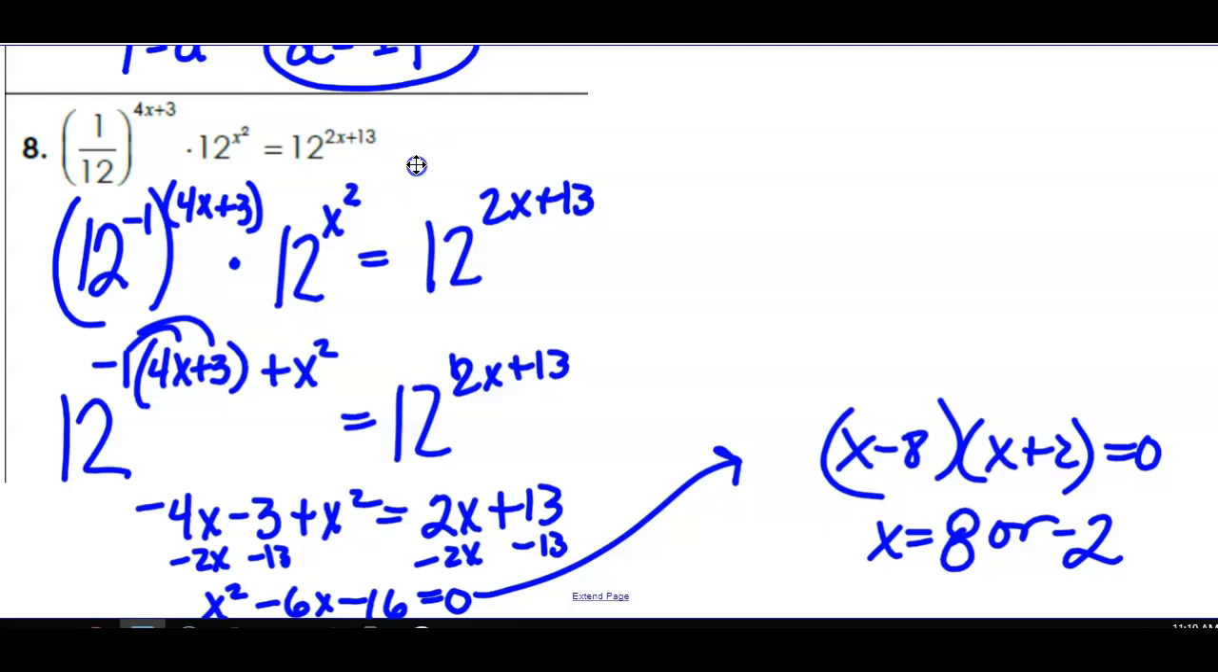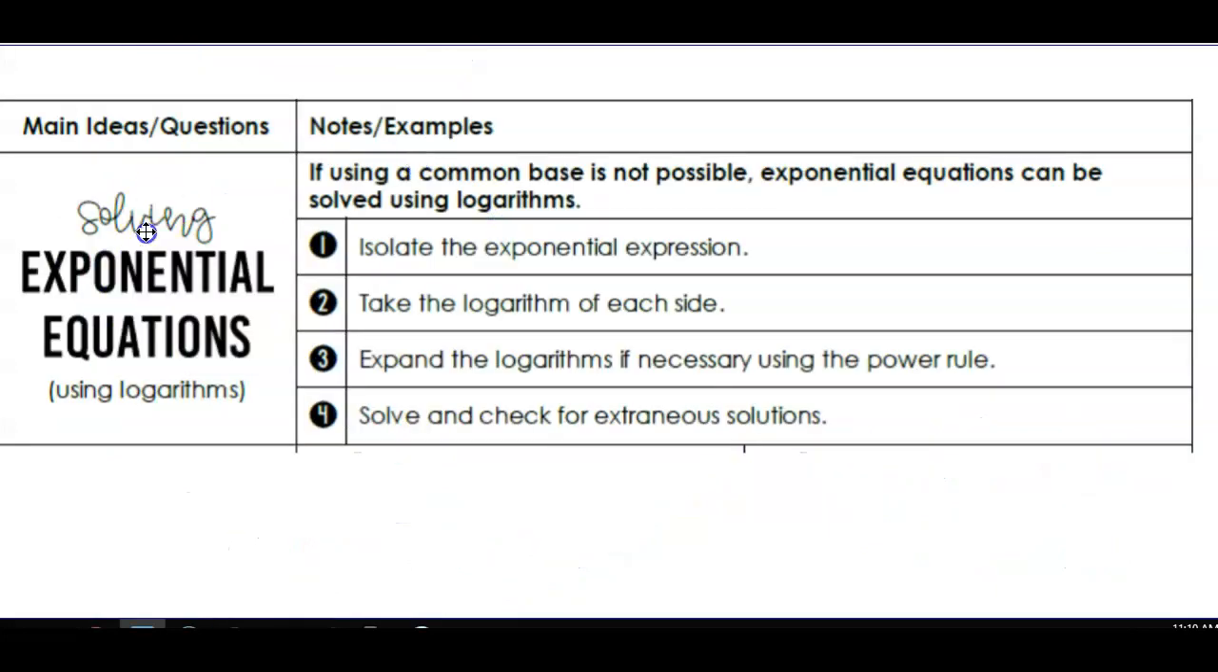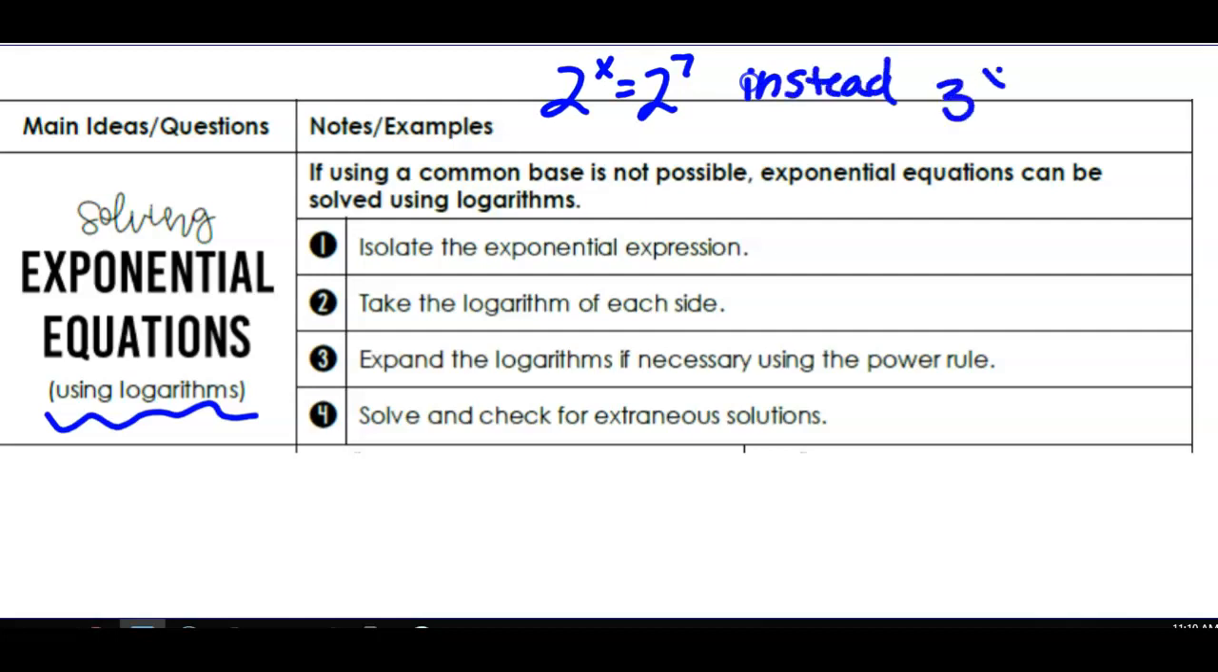All right, moving on. The second kind I have for you is solving exponential equations with logs. This is the same thing, but if you can't use a common base, in other words, if you don't have 2 to the x equals 2 to the 7th, instead you have 3 to the x equals 2 to the 7th or something, and it can't get the same base, then you're going to have to use logs. So you isolate. We already did these on the other notes, by the way. Isolate, take the log of both sides, expand if necessary, check for extraneous solutions. This one does say, okay?